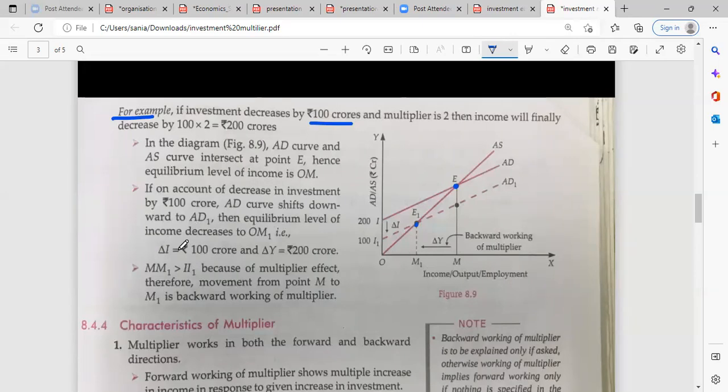Okay. So over here, change in investment is 100 and change in income is 200. So you can see the change from M to M1 is more than I to I1, right? Because of the multiplier effect. Therefore, movement from point M to M1 is a backward working of multiplier. Clear?